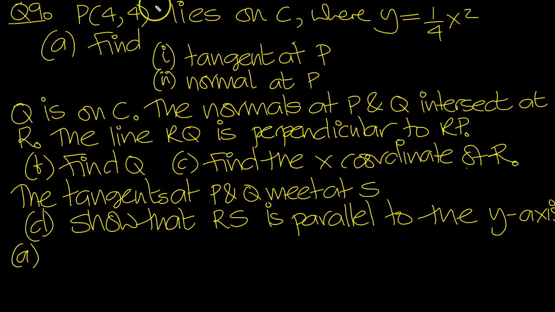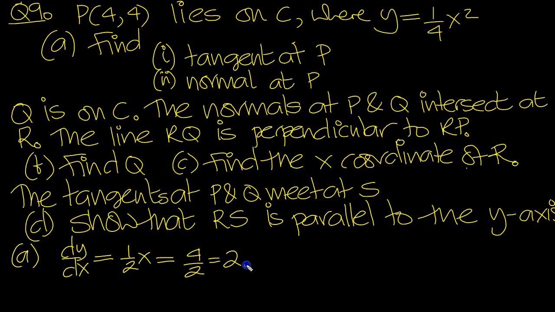So here's the function. P lies on C with these coordinates. So we need the gradient function then. dy/dx, power rule, 2 comes down, 2 over 4 is a half, so it's a half x. And when x is 4 at P, we put 4 in here, we get 4 over 2, which equals 2.